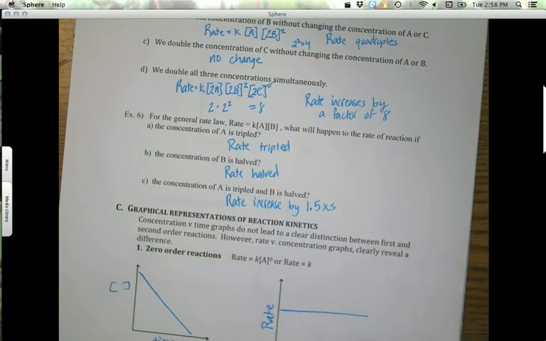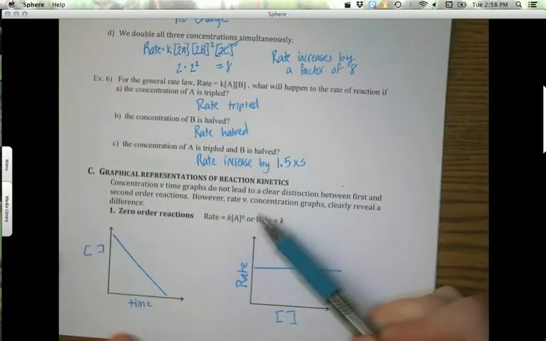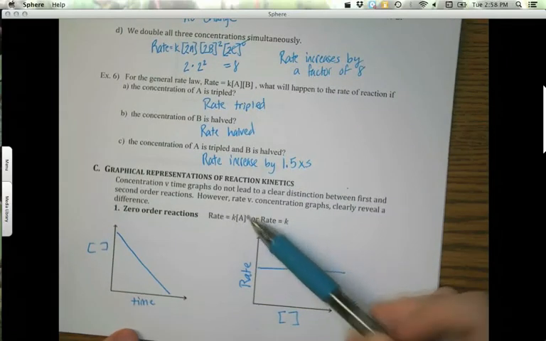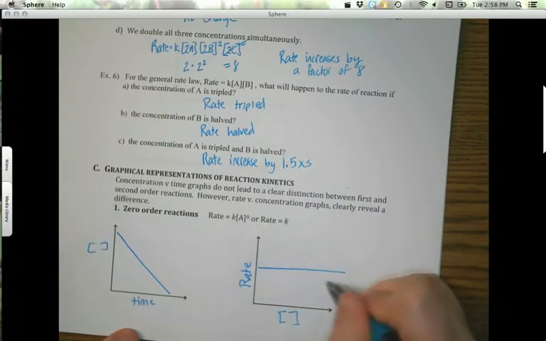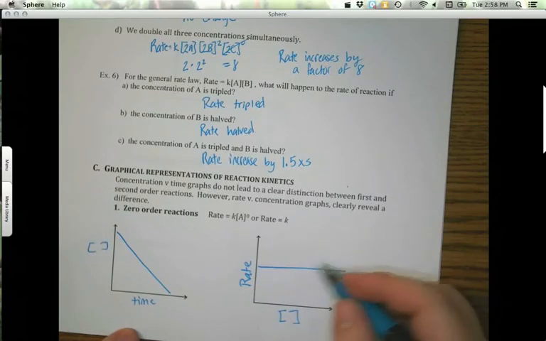Now think about this from a mathematical perspective. If rate equals K times A to the 0, that's 1, then rate just equals K. Well, this is an expression where Y, whatever is on your Y axis, equals a given number. It's a horizontal line.